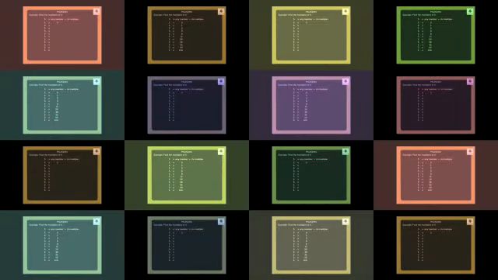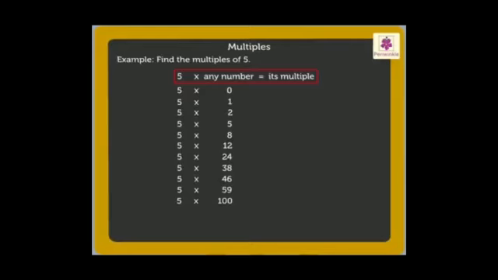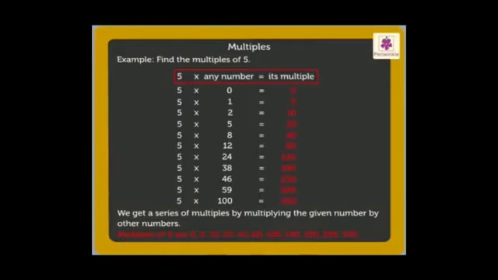Multiple of 5. When 5 is multiplied by any number, then we get its multiple. See here. 5 is multiplied by 0, 1, 2, 5, 8, 12, 24, 38, 46, 59, 100. Then we get the series of multiples of 5. We get a series of multiples by multiplying the given number by other numbers. Multiples of 5 are 0, 5, 10, 25, 40, 60, 120, 190, 230, 295 and 500. These are the multiples of 5.